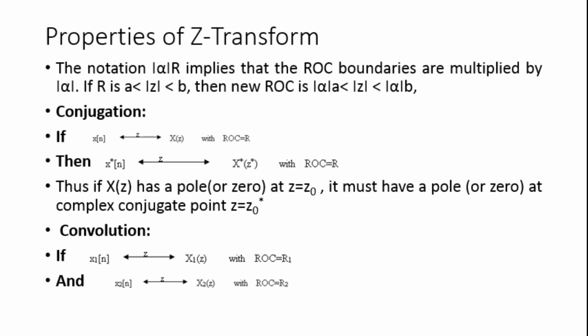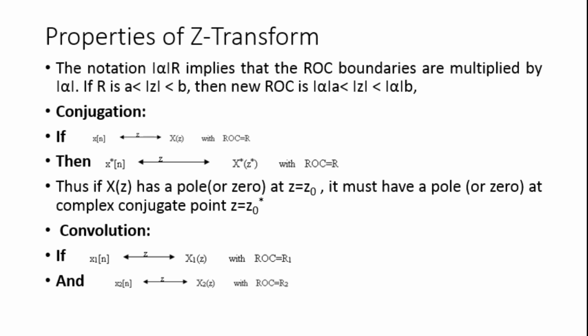Next, we are going to discuss the conjugation property. The statement is if z transform of x of n is X of z with ROC equal to R, then z transform of x star of n is X star of z conjugate with ROC equal to R. Thus, if X of z has a pole or zero at z equal to z0, it must have a pole or zero at the complex conjugate point z equal to z0 star.